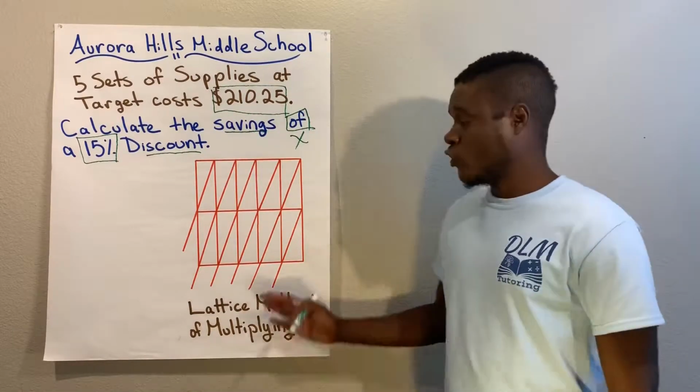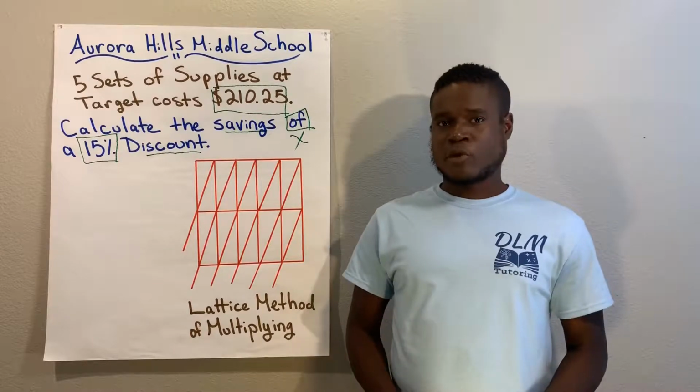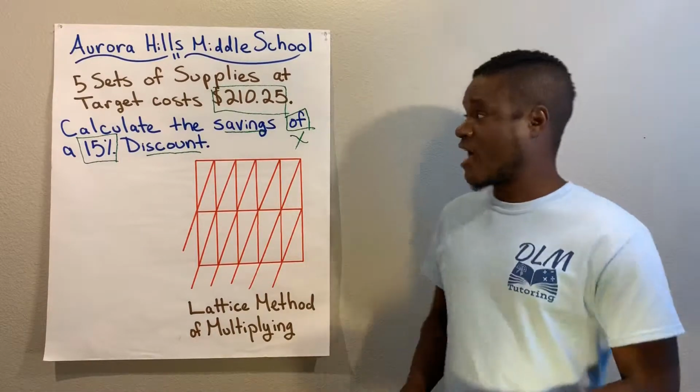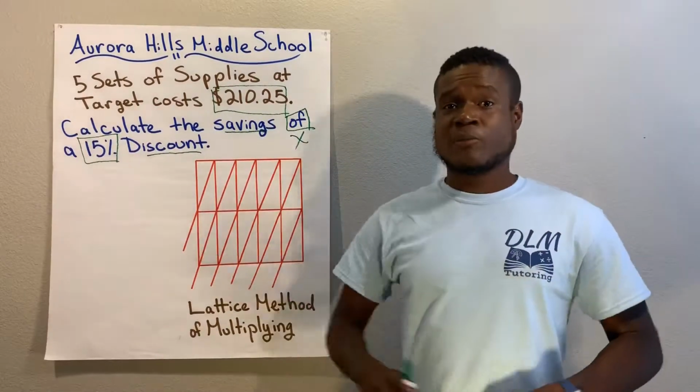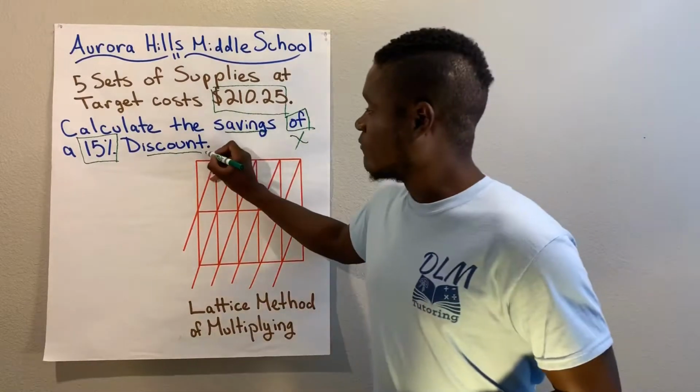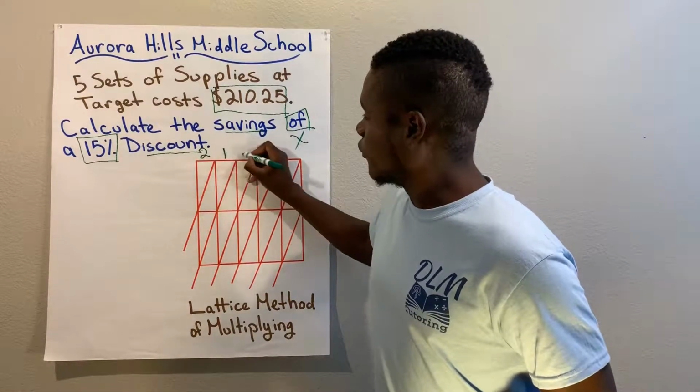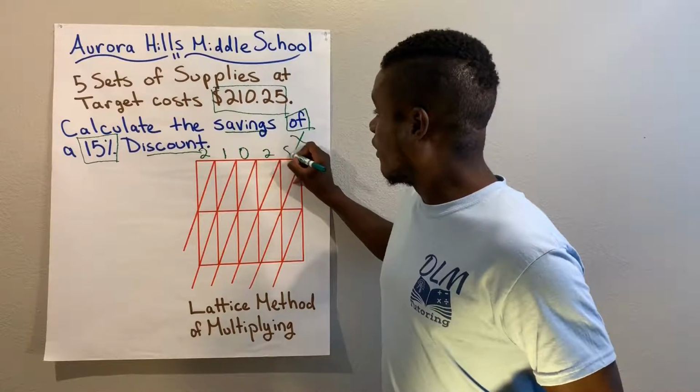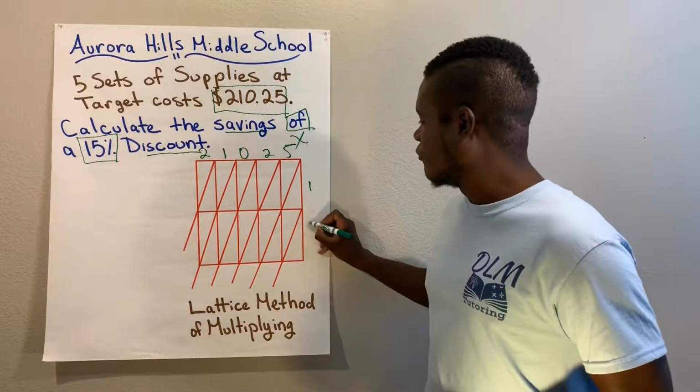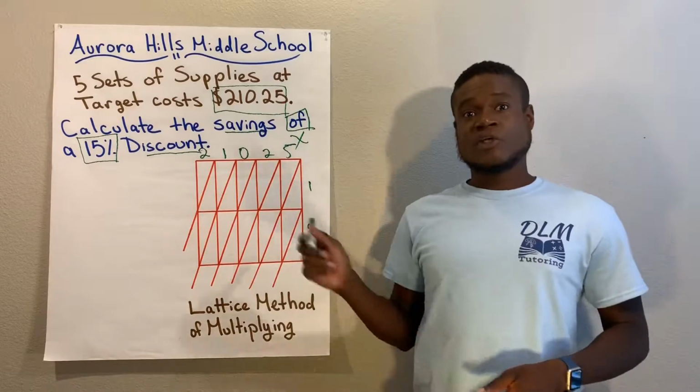Now finally, you'll notice that I'm using the lattice method for multiplying. This is because I have a 5-digit number that I'm multiplying by a 2-digit number. And for me, it's going to be a lot easier to keep these numbers in order and not get confused when I multiply by using the lattice method.